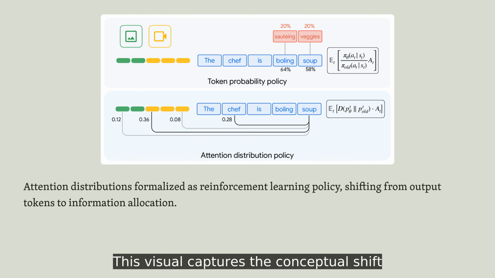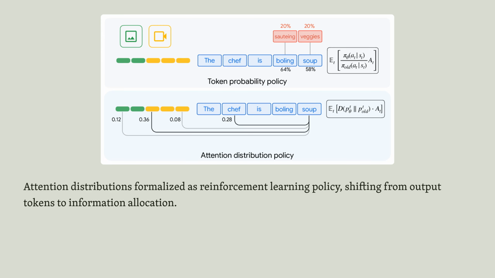This visual captures the conceptual shift at the heart of the framework. Rather than solely optimizing the output space of what tokens to generate, the approach directly targets the internal attention allocation mechanisms. The policy now operates over where the model directs its computational resources across both textual context and encoded visual data, creating a more principled pathway to multimodal grounding.